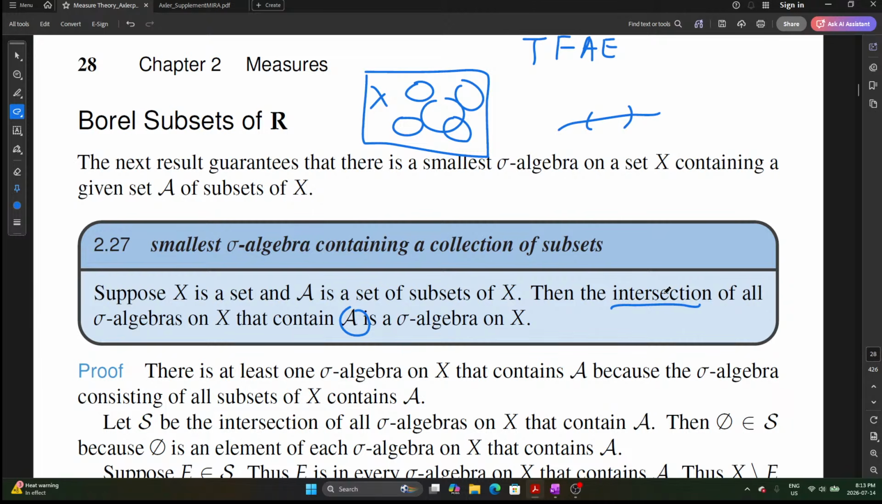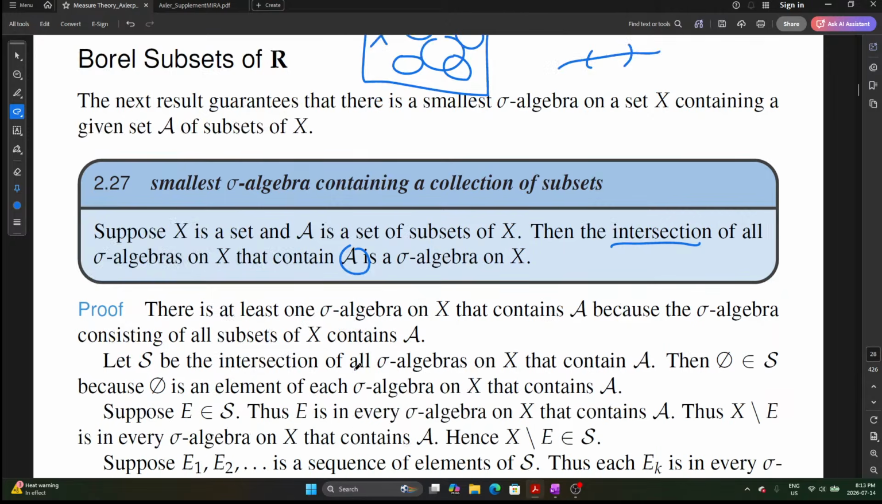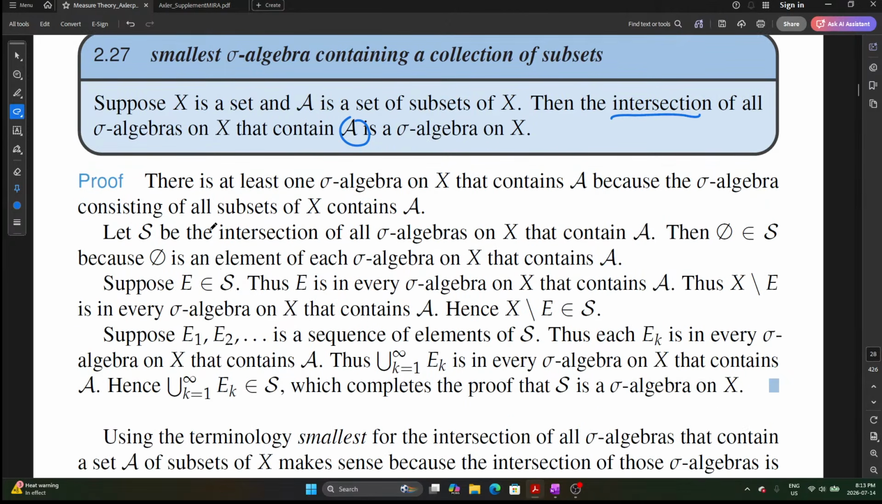So here we just consider all the sigma algebras that contain A, and just take the intersection of them. That becomes the smallest sigma algebra. Let's read the proof. There is at least one sigma algebra on X that contains A, because the sigma algebra containing all subsets of X contains A. So that's the biggest sigma algebra, the power set PX. PX contains A.